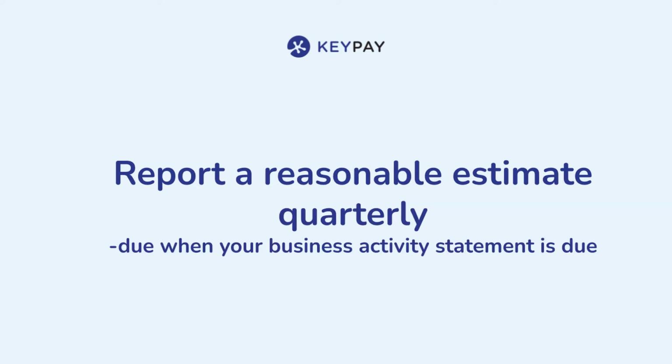Lastly, businesses can report a reasonable estimate quarterly. This means that you'll report amounts equal to or greater than a percentage of gross payments and tax withheld from the latest year across each quarter. Not all reporting methods will suit your business circumstances. For more information on choosing reporting options, check out our support articles, visit the ATO website, or speak to your tax advisor.